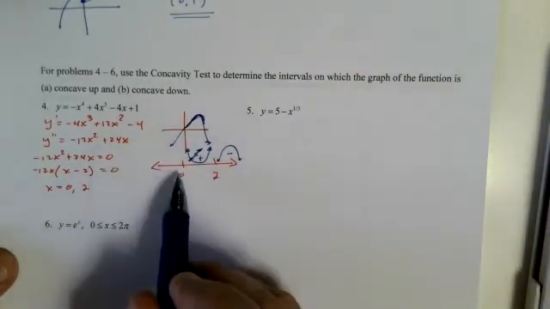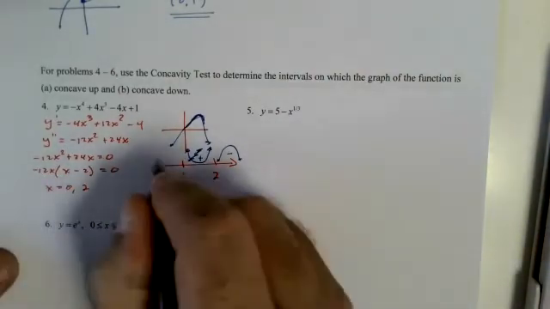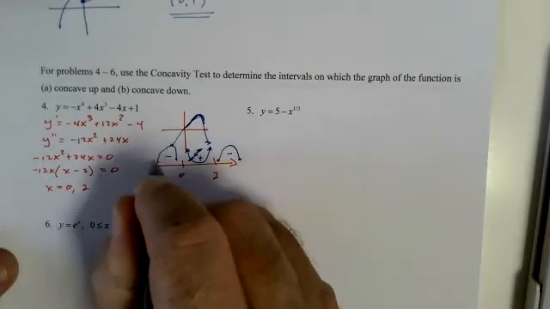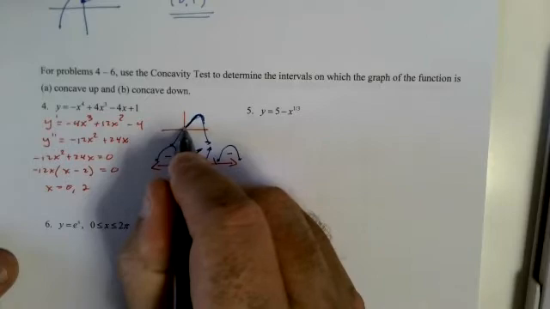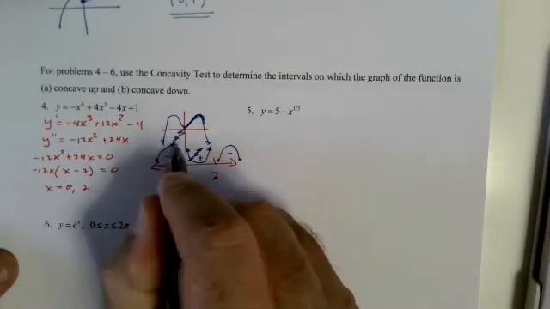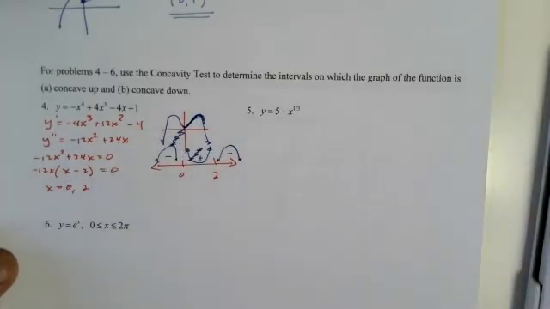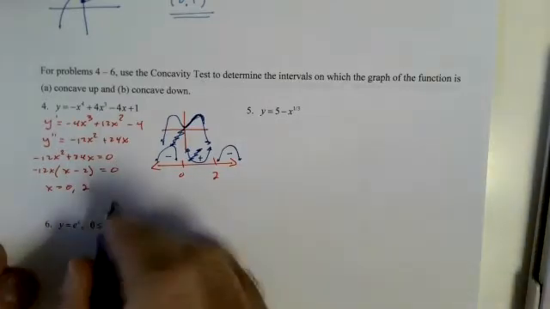This is going to be down. Let's check. Negative 1 makes that positive, stays negative. So this is concave down. So this is just a horrible graph. Just something like that. Terrible, terrible, terrible. All right, so let's get her done.